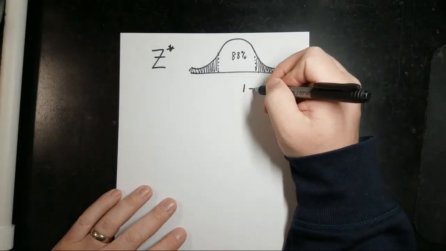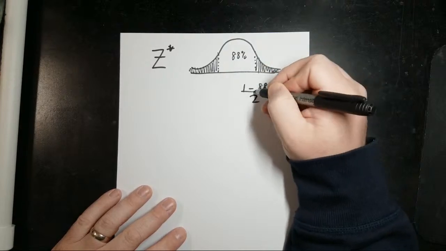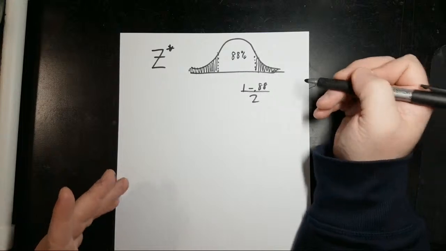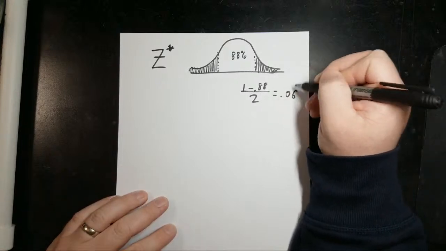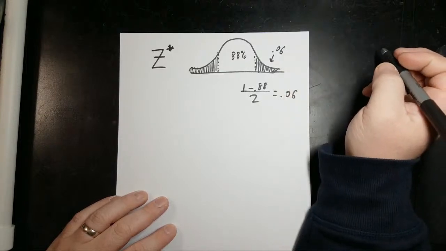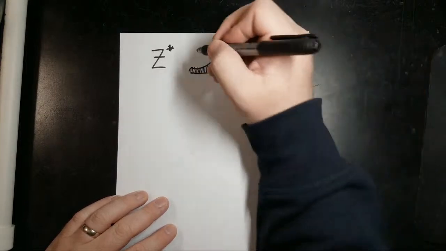You could do 1 minus 0.88 divided by 2. Or you could realize that, well, I'm not capturing 12%. And if I'm not capturing 12%, that must mean that there's 6% right there, and 6% down here.